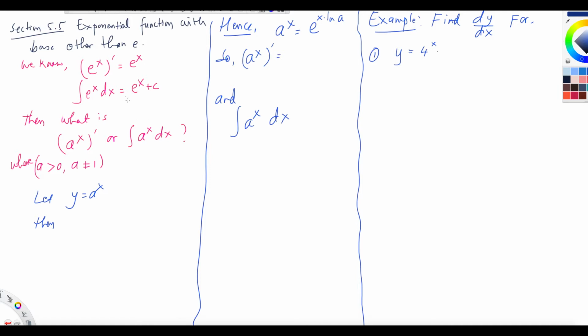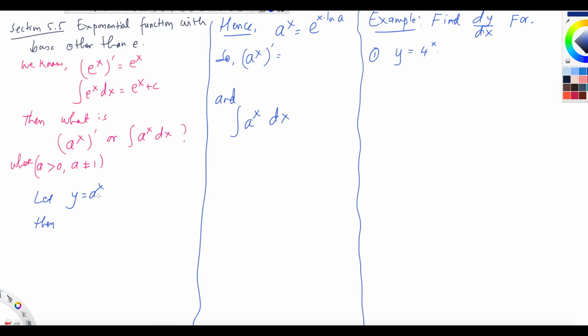So if the base is different from e, like a to the x, what is the derivative, or what is the antiderivative? The base must be positive and not equal to 1 to be an exponential function. If the base is 1, then it will just be 1. So if the base is a positive number different from 1 and e, this is also an exponential function.